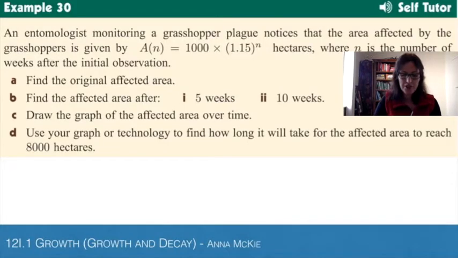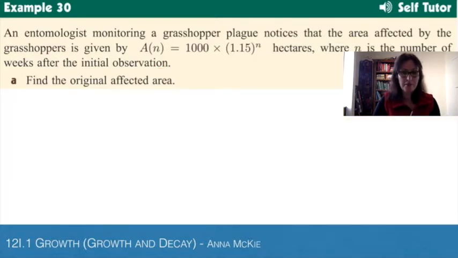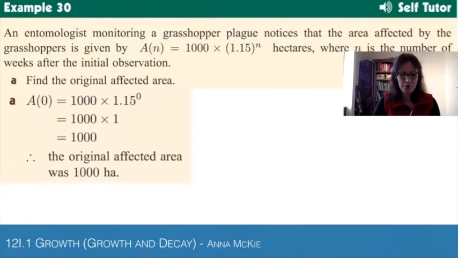So let's do a question now. Here's all of the sections, but we're going to break it down bit by bit. An entomologist monitoring a grasshopper plague notices that the area affected by the grasshoppers is given by this function, and in hectares, where n is the number of weeks after the initial observation. And we're asked to find the original affected area. That's our first part. How do we find that original one?